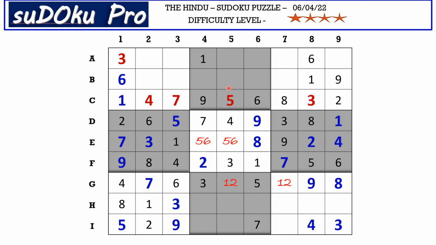This 5 cancels out the 5 here. So E5 is now 6 and E4 is 5. Let's try to fill this third block. There are 3 empty cells and the missing numbers are 4, 5 and 7. There is a 7 here blocking these 2 cells. So 7 goes here in A9 and the missing numbers are 4 and 5. Let's fill that with a 4, 5 pair.